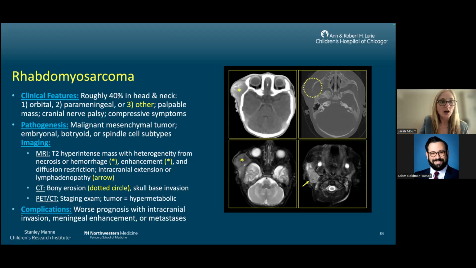Especially for lesions closer to the skull base, if there is intracranial invasion or meningeal enhancement associated with that, those hold worse prognoses. Metastases, such as in this patient with lymphadenopathy, also hold a worse prognosis.